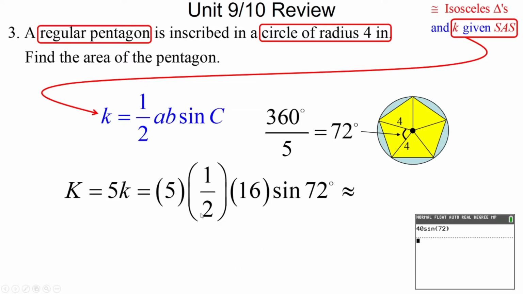So you see what I did? I went 1/2 of 16 is 8. 8 times 5 is 40. So I just put 40 sine of 72 degrees. And I'm getting 38.0, okay? And that is the area of the entire pentagon to 3 sig digs. So 38.0, and do I have units? Well, my radius is in inches, so this area would be square inches. And there you go, number 3.